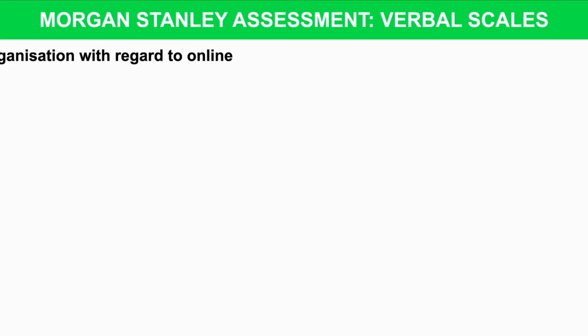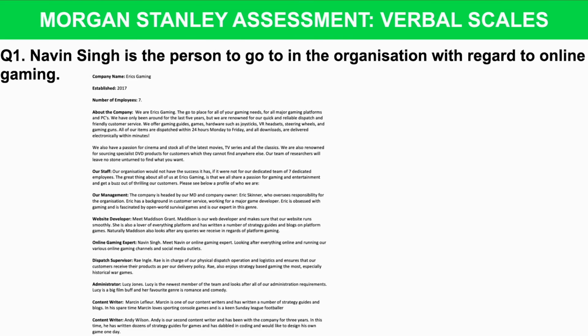That takes us to this page which shows us this data. So this time there's a lot more text, but remember, skim read that data and look for the key words. More often than not, they'll be fairly obvious because they'll be highlighted in bold. So looking again at the question, it is asking us to validate whether the person to go to in regard to online gaming is Naveen Singh.